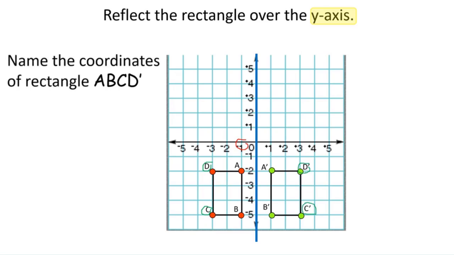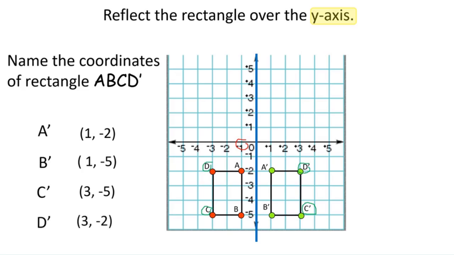All right, so our new coordinates, A prime is at 1, -2. B prime is at 1, -5. C prime is at 3, -5. And D prime is at 3, -2.